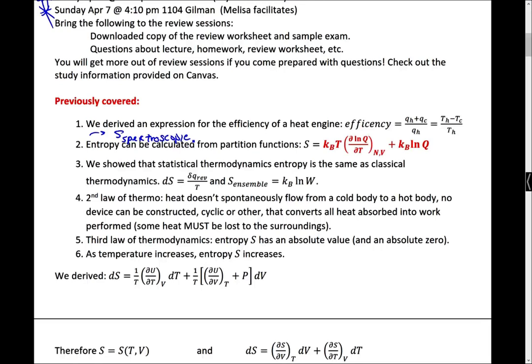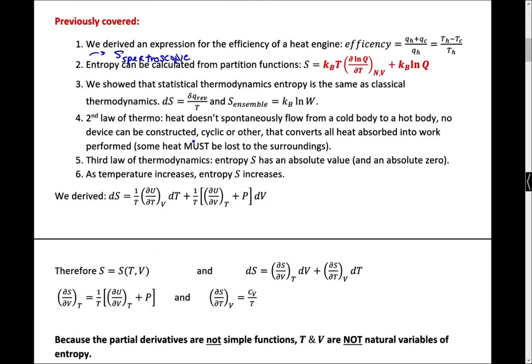We also showed that the entropy from the classical point of view is exactly the same as the entropy from the statistical thermodynamics point of view. From there, we talked about different ways to phrase the second law of thermodynamics. Then we introduced the third law of thermodynamics, which is basically that entropy has an absolute value. That means we have an absolute zero, and that absolute zero is going to occur at 0 Kelvin as long as my crystal is perfect. And last time we met, we showed that as we increase the temperature, we see an increase in the entropy. I wanted to take a moment to review the natural variables.